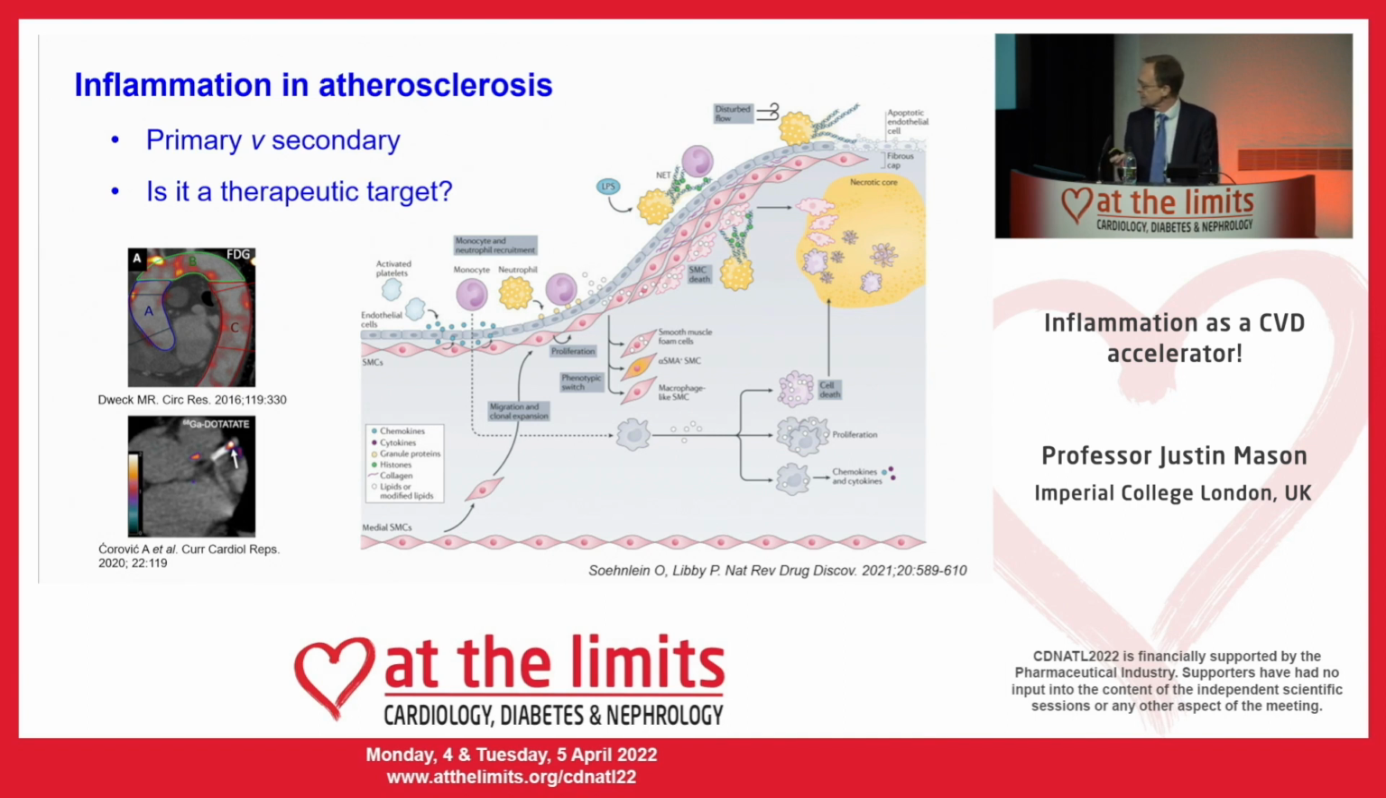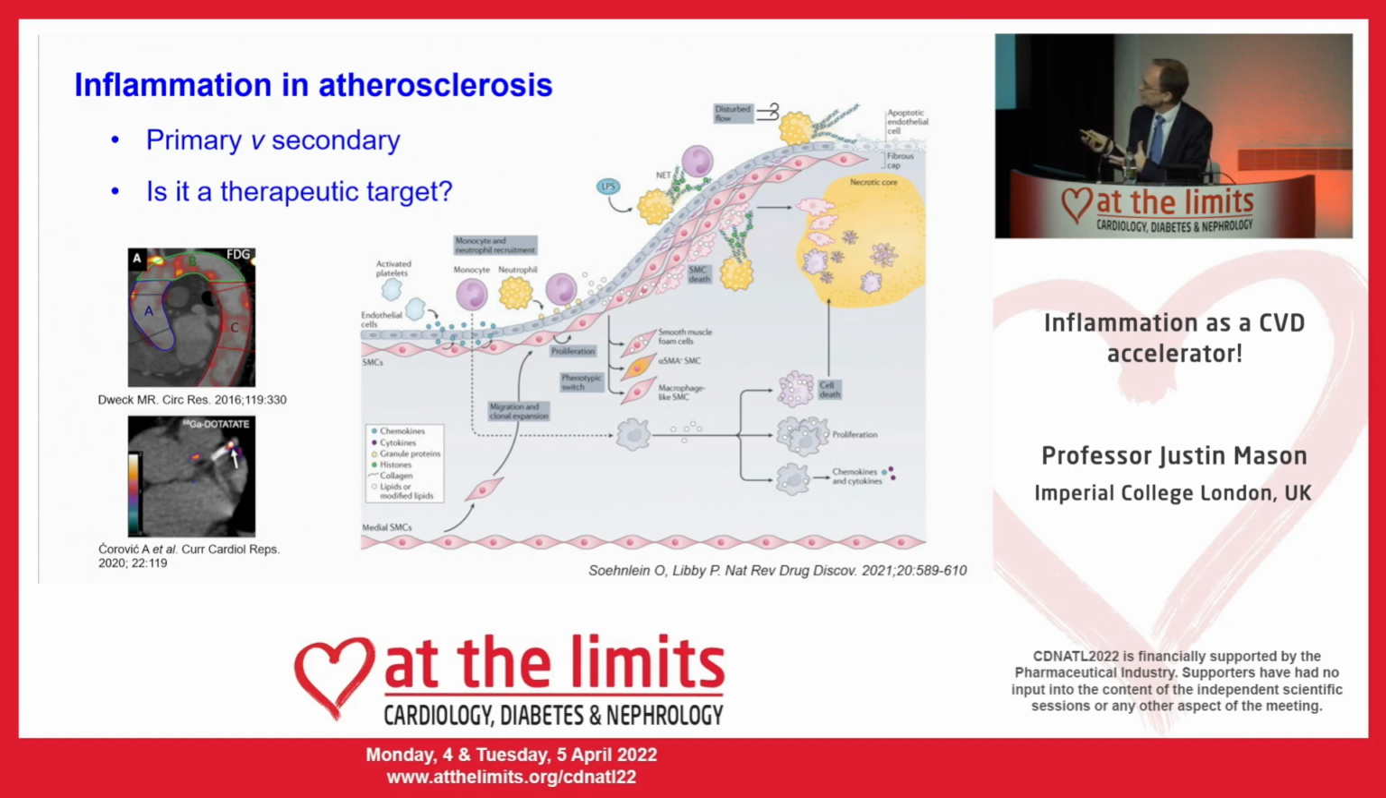I've used this cartoon from Libby and Schoenlein's beautiful review to try and illustrate the variety of pro-inflammatory processes that are going on here. It might start, for example, with activated platelets and the release of some chemokines, and smooth muscle cell proliferation with migration and clonal expansion, as well as phenotypic switching, producing macrophage-like smooth muscle cells. These may proliferate, but they may also undergo cell death and begin to form the necrotic core.